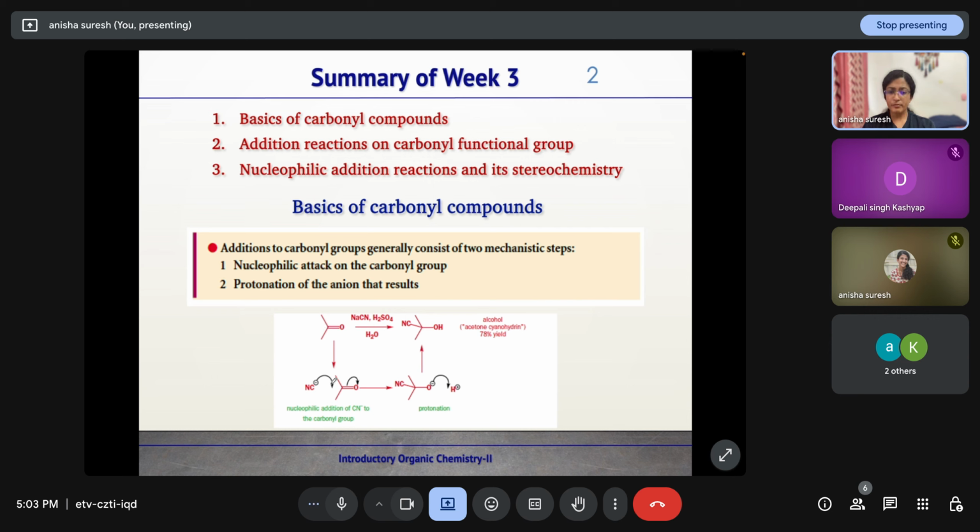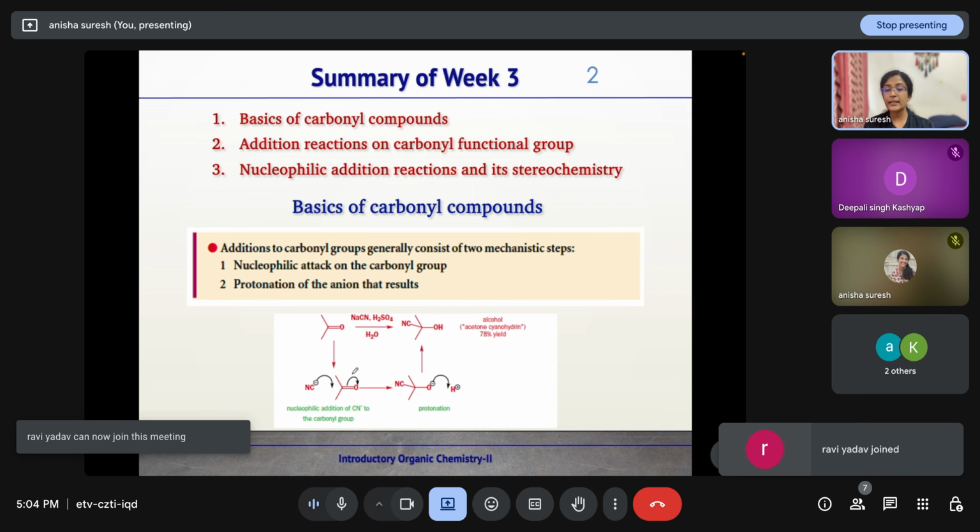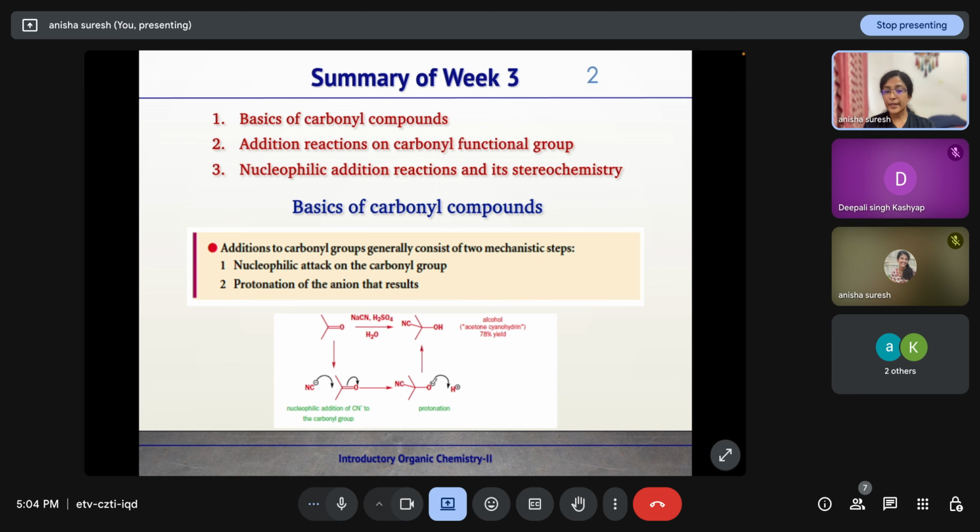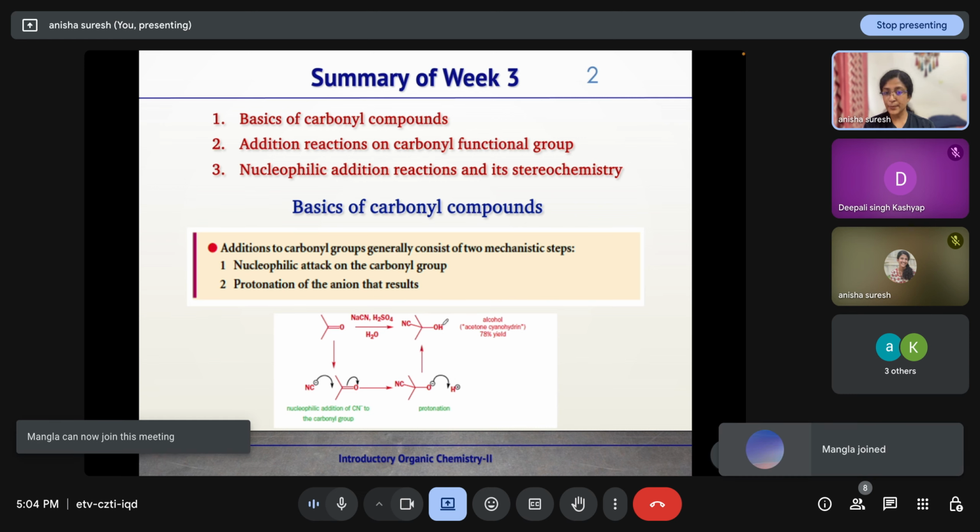carbon. So the nucleophile will first add on to the carbonyl carbon, followed by shifting of electrons. This bond will break and the electrons will shift towards the oxygen. So we will get this tetrahedral intermediate, with O minus. It will undergo protonation. We have an acidic medium, H2SO4 and water, so there will be protons available in the medium. It will undergo protonation, which leads to formation of this product. This product is known as cyanohydrin.